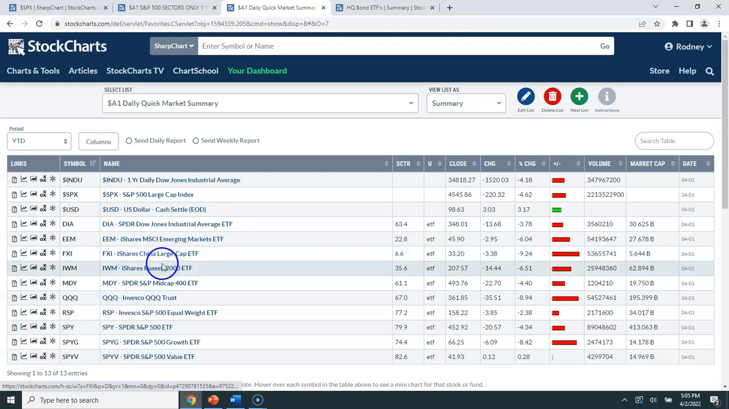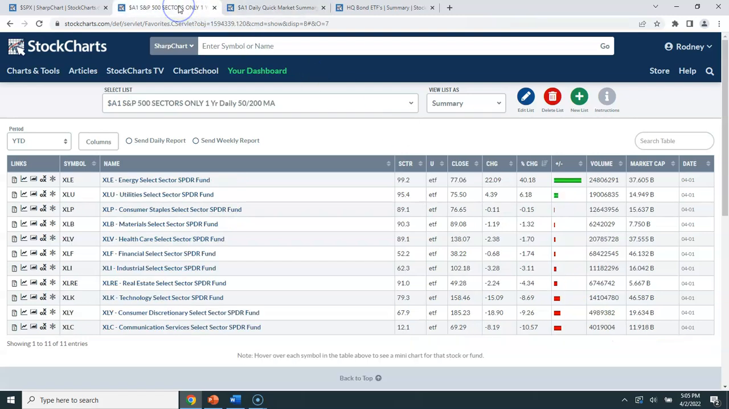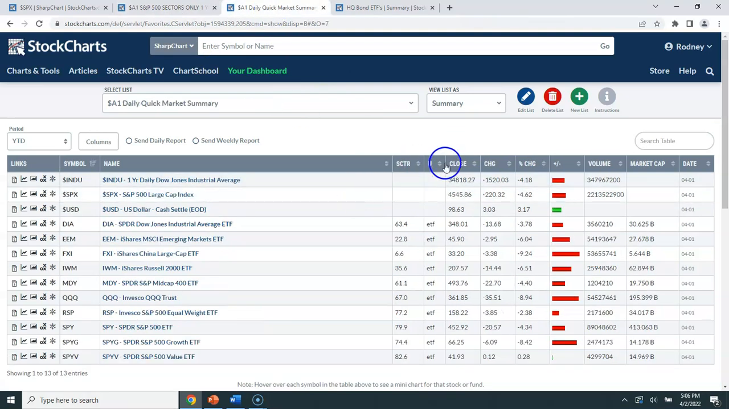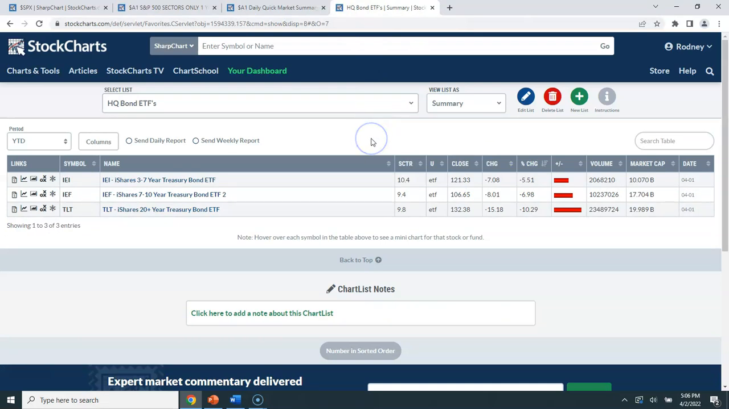Stuff like small caps is down, FXI is down, EEM is down, all right? But the point is that within the S&P 500, energy and utilities are the only things that are up year to date, and pretty much everything else is down. And also, guys, let me move over to bonds, right?